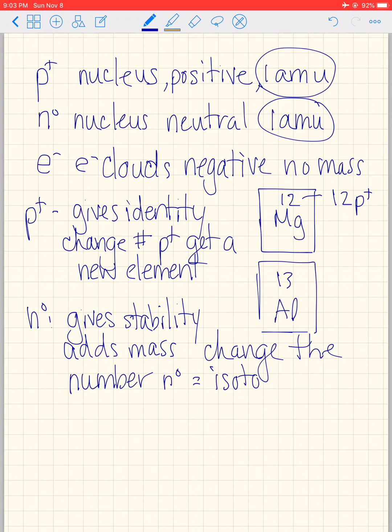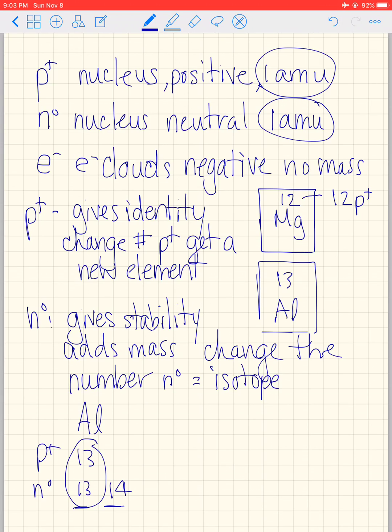And if you remember, the definition of an isotope is a set of atoms that have the same atomic number but different atomic mass. So for example, let's say that I have aluminum. Aluminum is definitely going to have 13 protons. It has to have 13 protons, but it could have 13 neutrons or it could have 14 neutrons. These would be isotopes of each other.